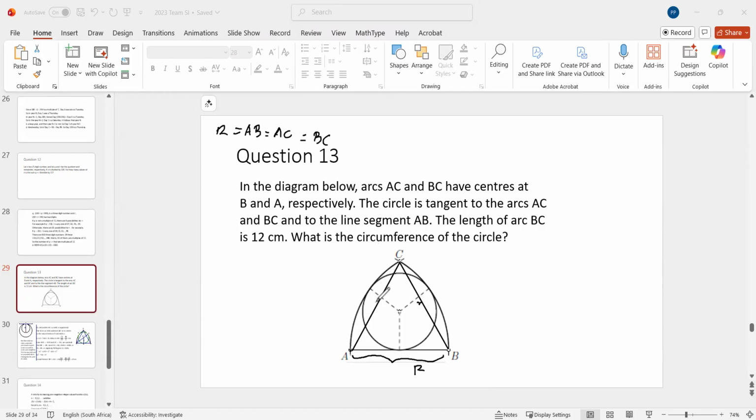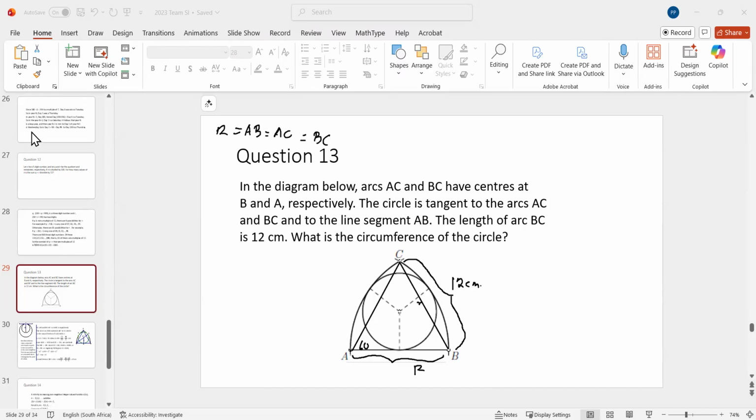The circle is tangent to these arcs. This circle is tangent to that, and it's also tangent to that. It just touches it. Okay, so that's the other information that is given. They also give you the length of the arc BC. So the length of the arc BC, not a straight line, is 12 centimeters. Now, that arc at the center, the angle is 60, because this is an equilateral triangle.